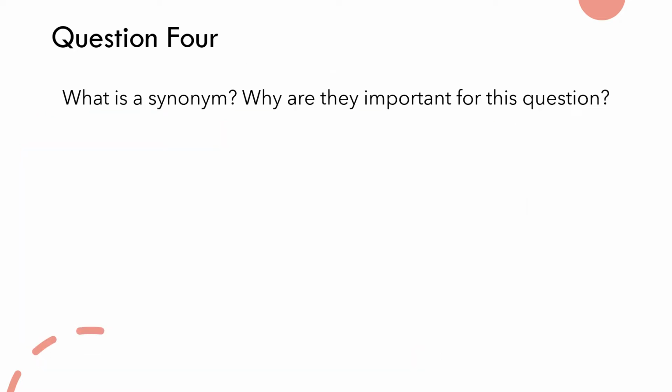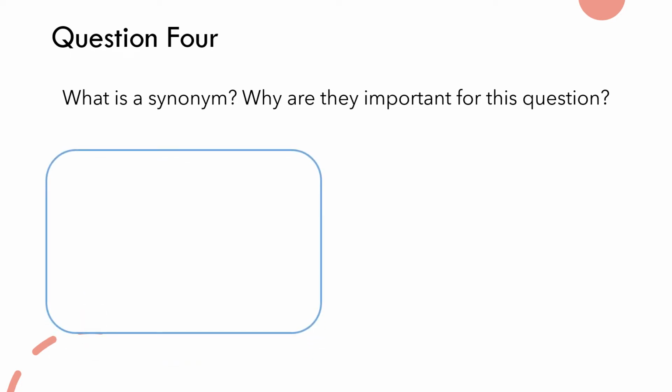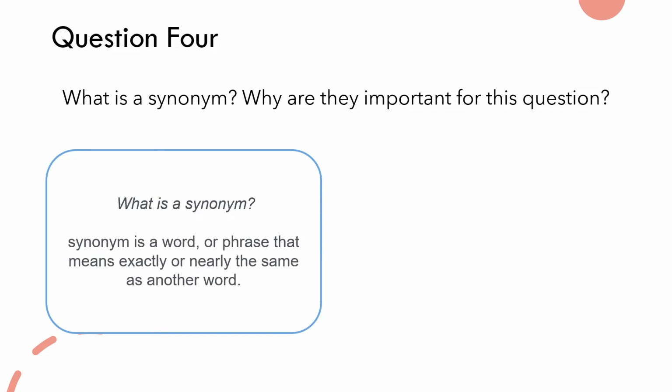So an important thing to think about when you're actually decoding your question is thinking about the keyword, and this is what we're going to do at the moment. Now, in order to actually understand what we mean by the keyword, we first must look at a synonym. So what is a synonym and why are they important for this question? Well, if you're not aware already, a synonym is a word or phrase that means exactly or nearly the same as another word.